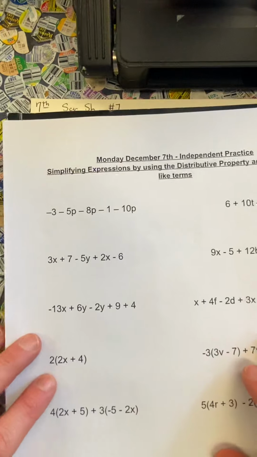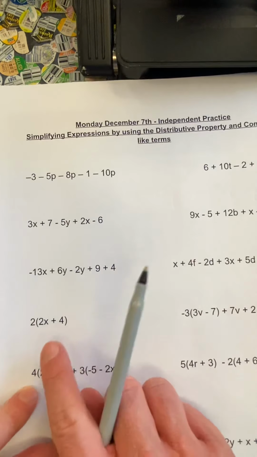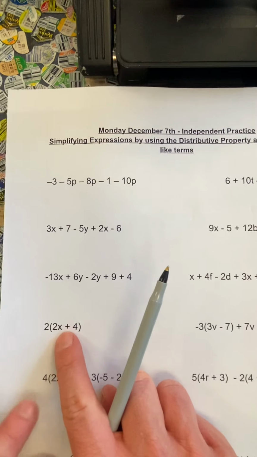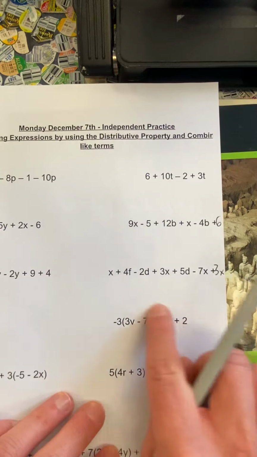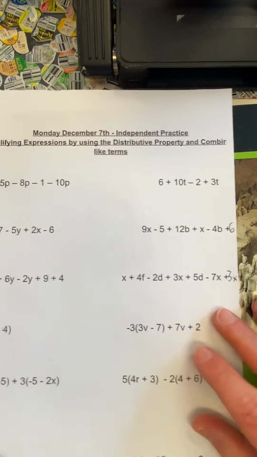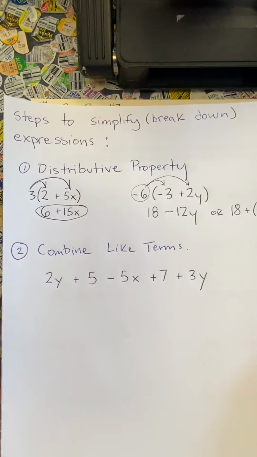On your practice sheet, the distributive property problems are down at the bottom. So looking at this easy example first, you could do that on your own. We're going to come back to this in a second. But first, let's look at a review combining like terms. So remember what that means.